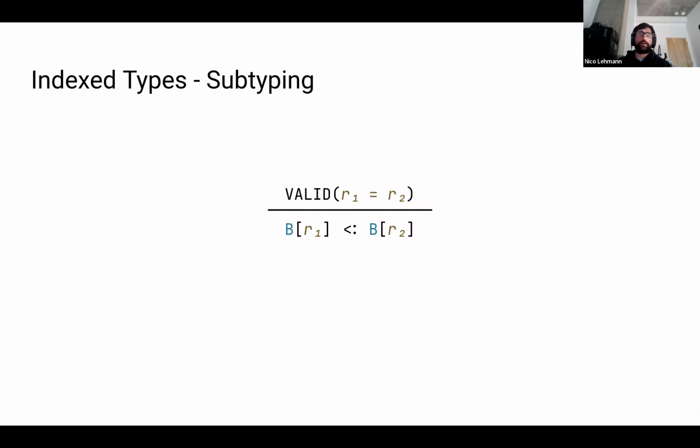It says that if you have a base type indexed by R1, that is a subtype of the base type indexed by R2, if you can prove in the logic that the indices are the same.